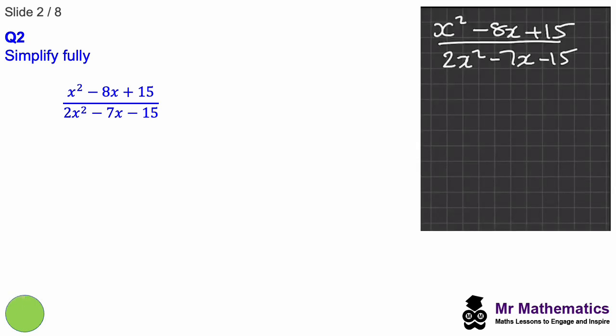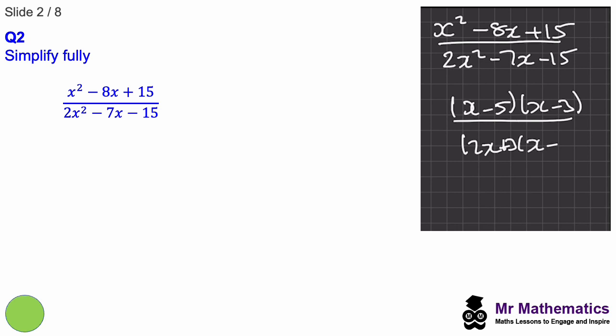To simplify this fraction, we need to factorize the numerator and the denominator each in the two pairs of brackets. So if we have x squared minus 8x plus 15, this is the same as x minus 5 and x minus 3. And the denominator is simplified to make 2x plus 3 lots of x minus 5. Now we can see the x minus 5 will cancel with this x minus 5, so we're left with x minus 3 over 2x plus 3 as our simplified fraction.